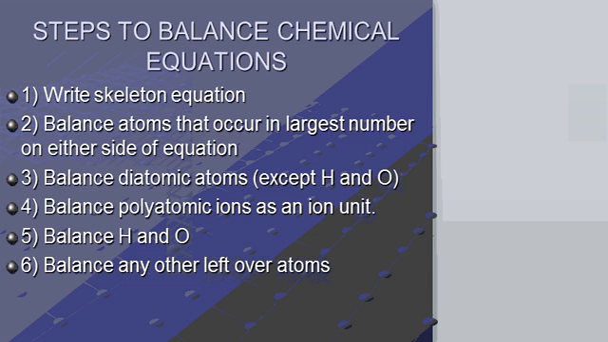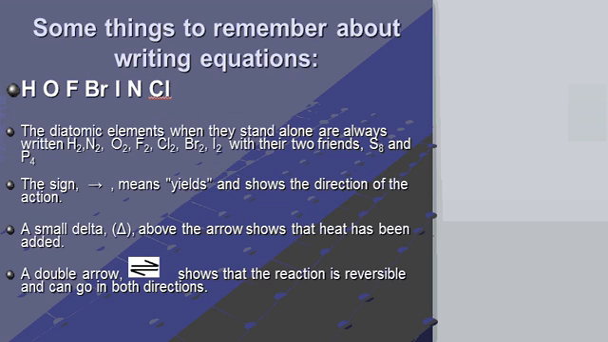Here are some steps to balancing chemical equations. Basically, the biggest thing that I find, always leave oxygen to the end. That's probably the hardest one sometimes to balance, and we'll look at examples why. Things to remember, I've already brought these up. Hofbrinkels, diatomic elements when they stand alone. Make sure this symbol means yields or produces. A lot of times as well, we will add a delta sign above an arrow if heat has been added.